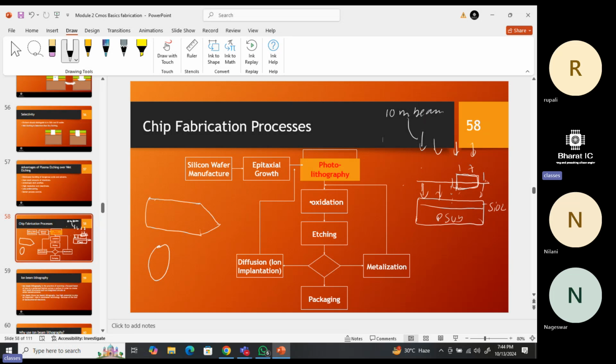Here the oxidation part is done, then etching, and at last the same process is repeated again with the metallization process. When metallization is done, it goes for packaging. This is roughly a flow chart of the fabrication steps which we have studied over the last couple of days, just to refresh your memory. Okay, it's a flow chart.